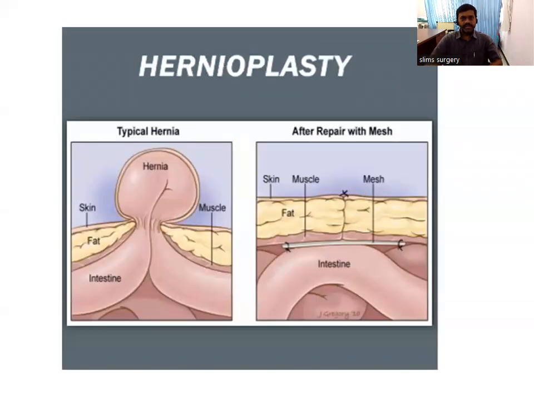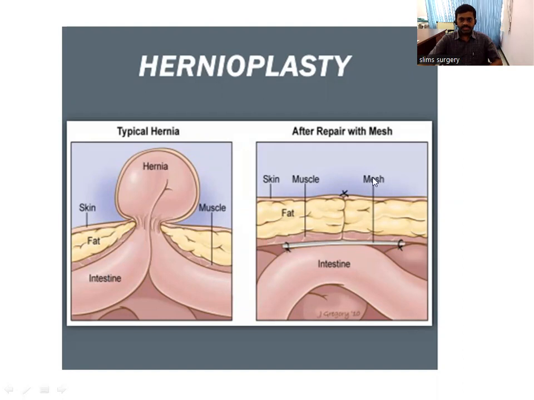So this is the case of hernioplasty. Hernioplasty, we will do it for a case of adult. Suppose, imagine this is the hernia content. This is the bowel. This is the intestine coming out through the defect, which is in the fascia. Okay, so we will reduce the content and we will close the defect. That is known as herniorrhaphy, and we will keep a mesh over the defect area.